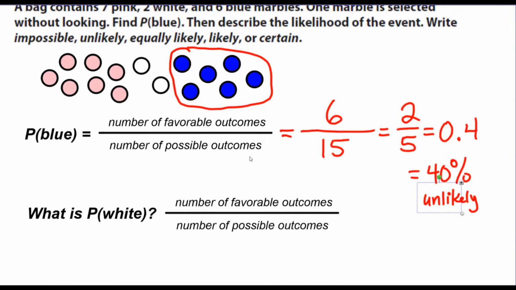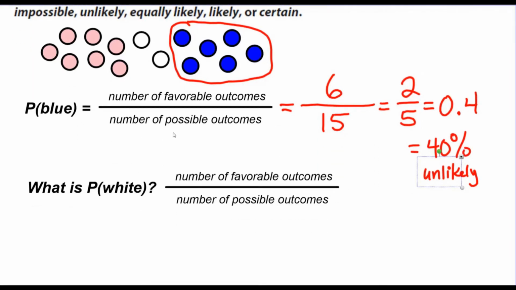And then another example, what's the probability that we're going to pull out a white marble? So again, we're going to write the ratio of number of favorable outcomes, and there are 2 favorable outcomes in the bag, 2 white marbles, out of a total of 15 marbles again.